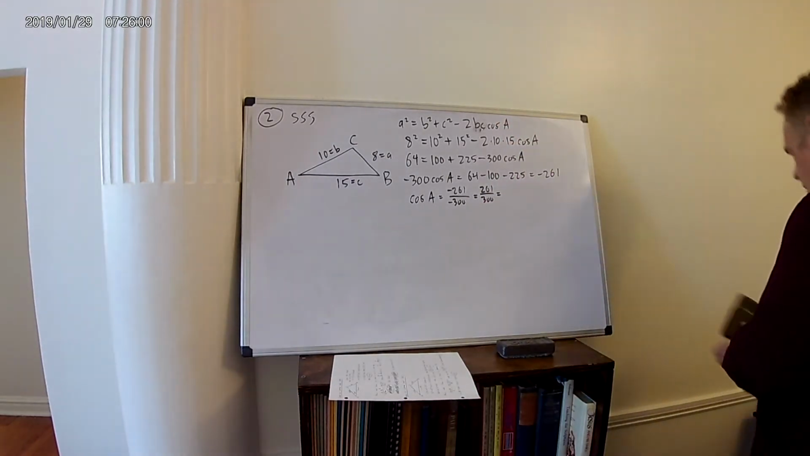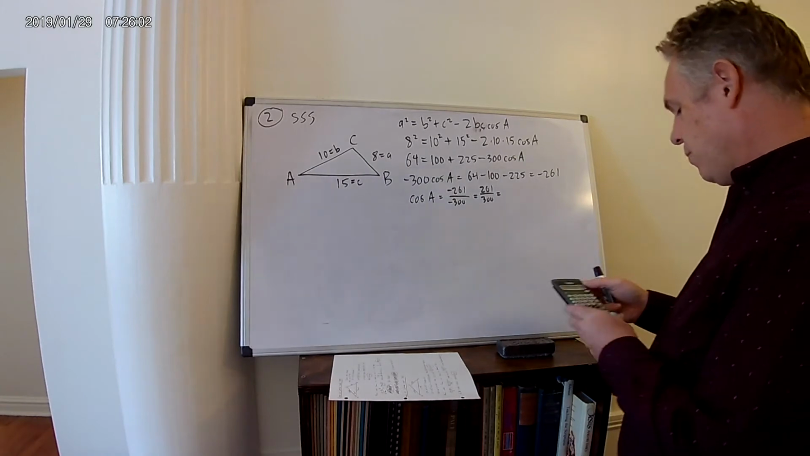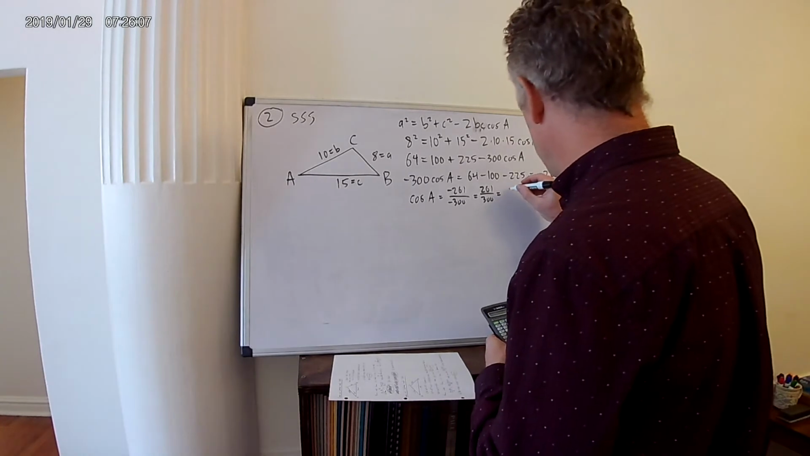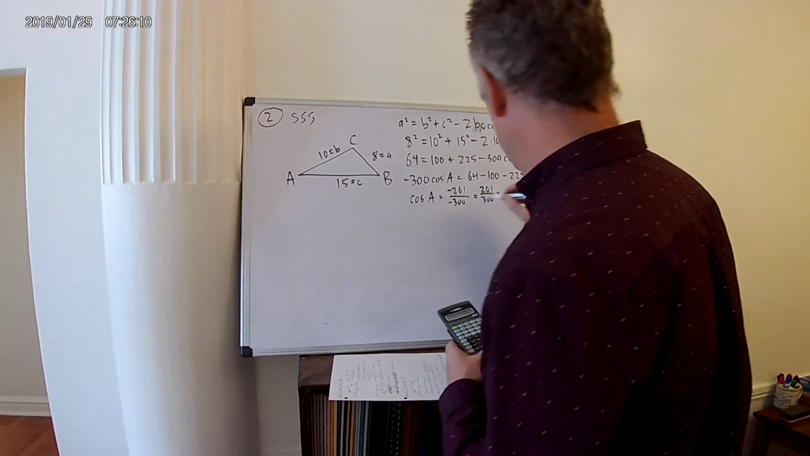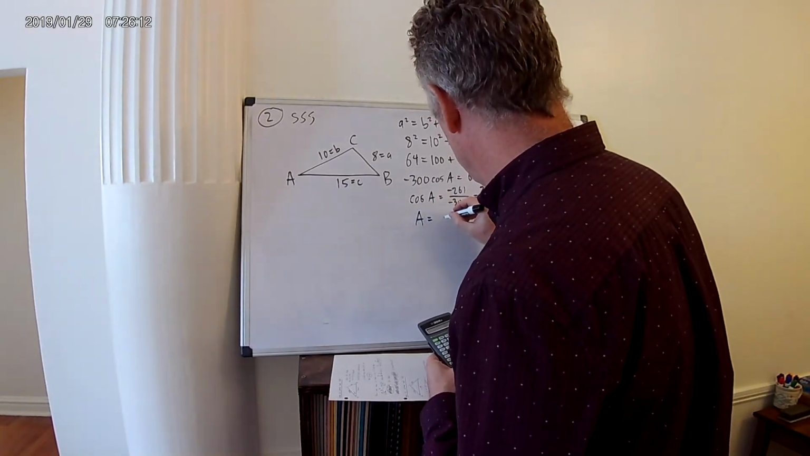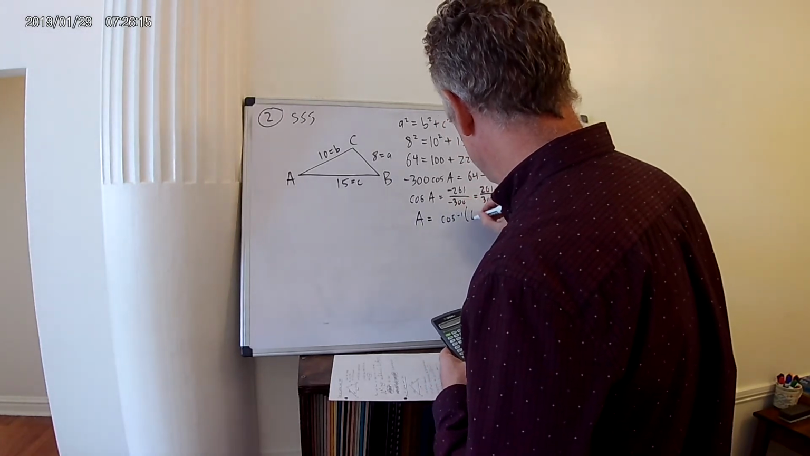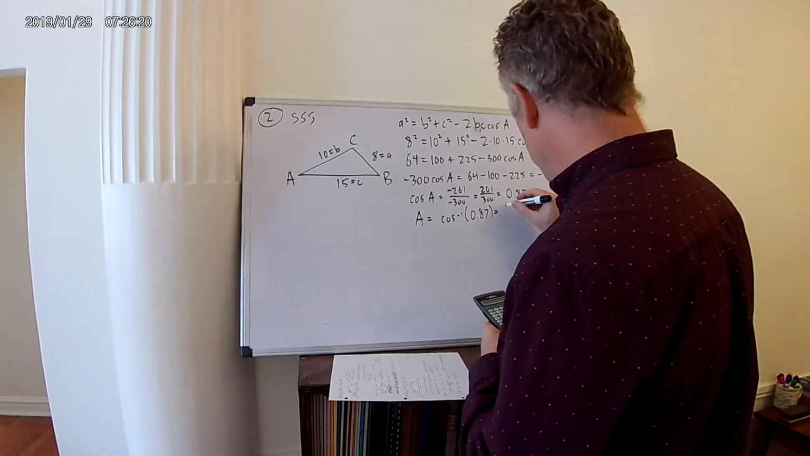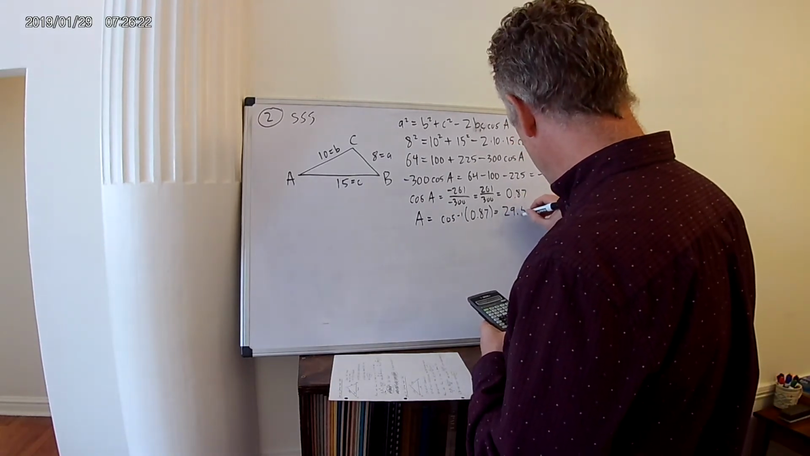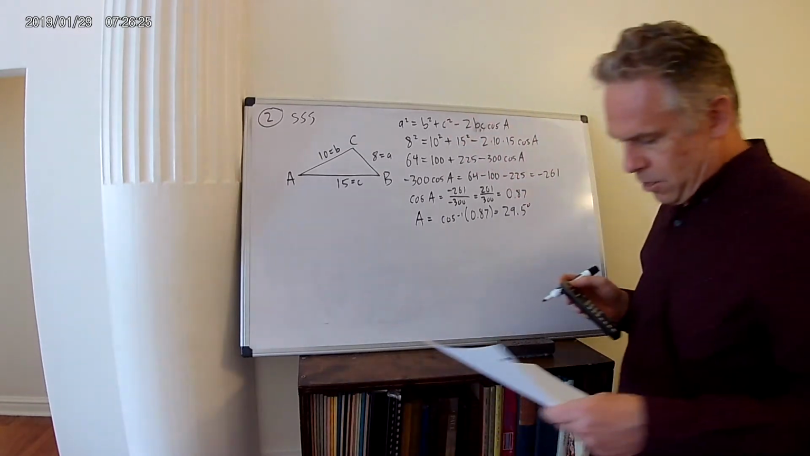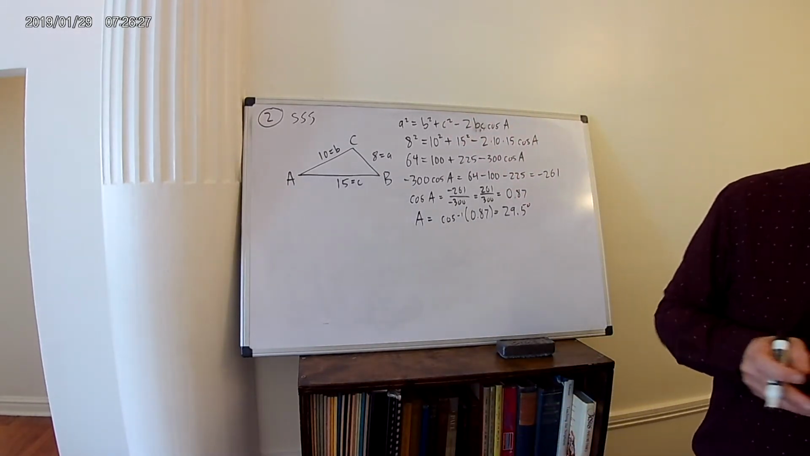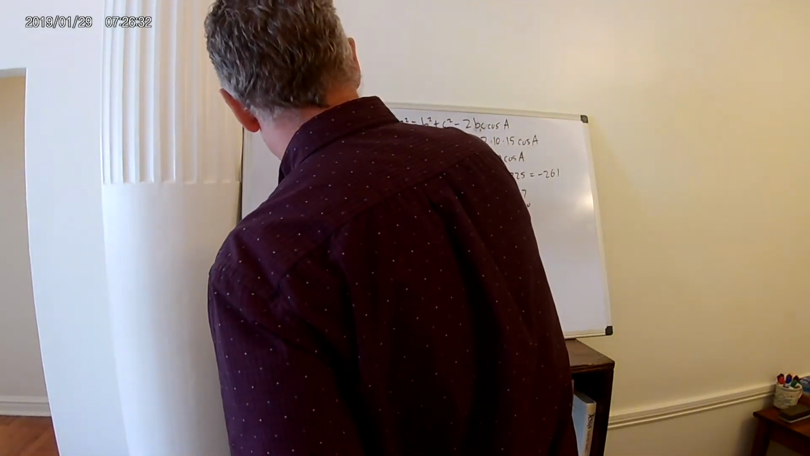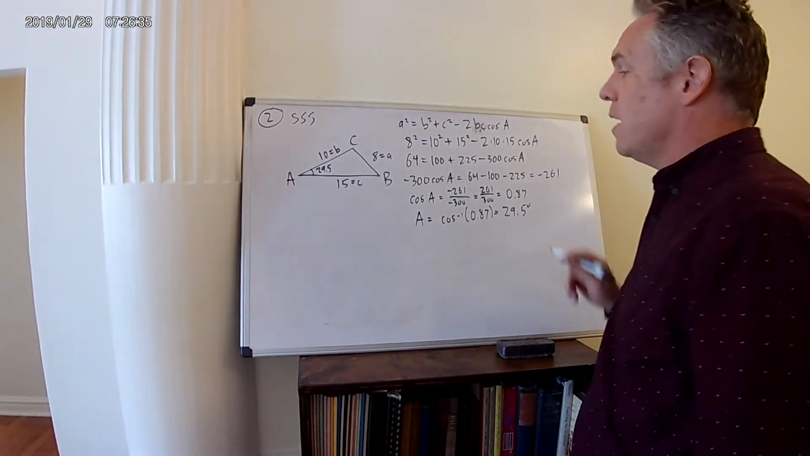And let me plug that in my calculator now. That comes out to 261 divided by 300 equals 0.87. So now angle A will equal the cosine inverse of 0.87. Let's try that. That's equal to 29.5 degrees. Okay, 29.5 degrees, which is angle A. Now we need to find angles B and C.